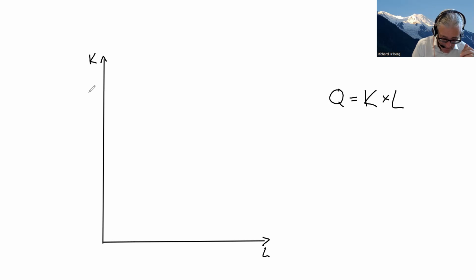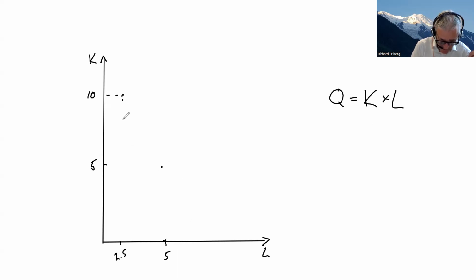So, just to take an example here, say that you could use 10 units of capital and 2.5 units of labor. That's one way of producing 25 bicycles. So 10 times 2.5 is equal to 25. We could also produce the same number of bicycles, 25, using other combinations of K and L. So 5 times 5 is also equal to 25. So something like that.